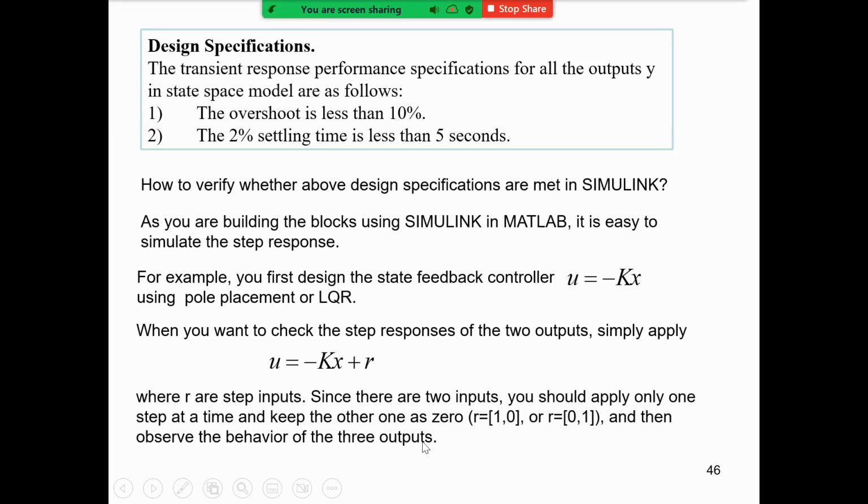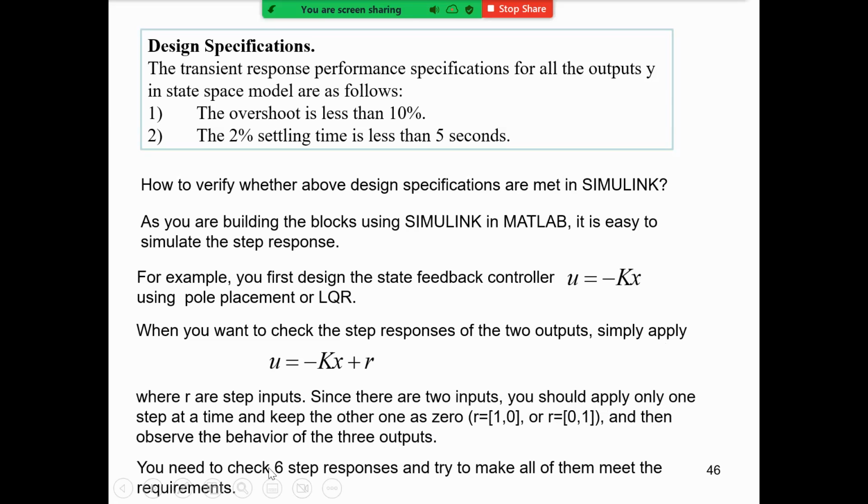Then there are 3 outputs, right? So for each step input, there are 3 outputs. So in total, you are going to check the 6 step responses, and make sure all of them satisfy the requirements. Okay, is that clear?